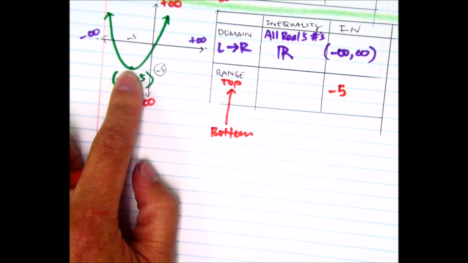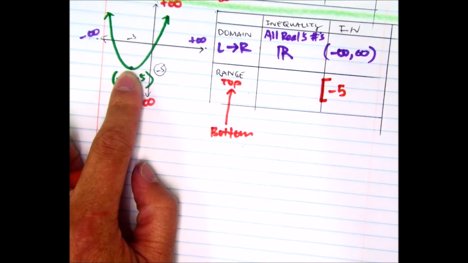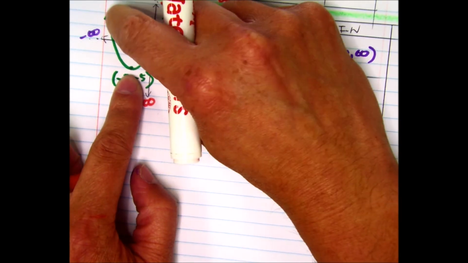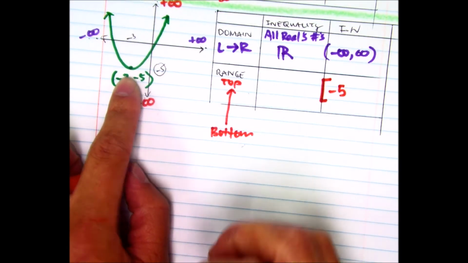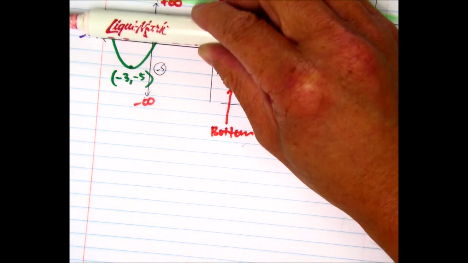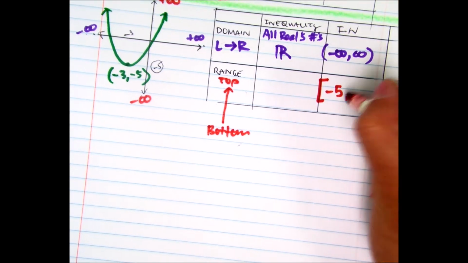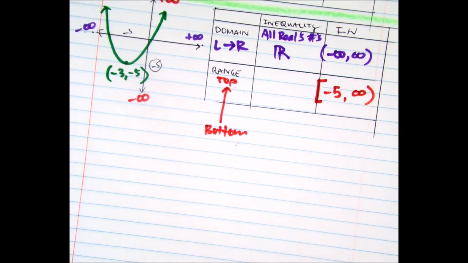Taylor, parentheses or bracket? Why is it a bracket? Yeah, remember, any point on here is a closed circle. What's the last thing I'm going to touch on my graph, Taylor? And what does that mean? Raise your hand if you got that.